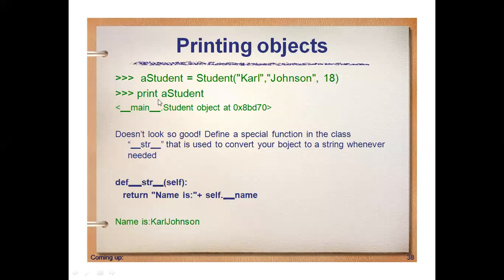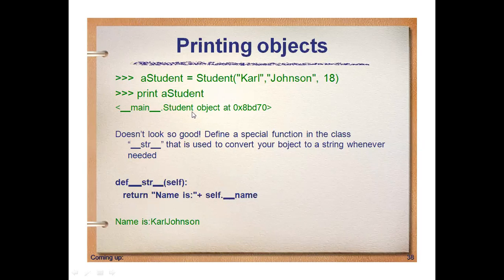If I simply want to print it like this, it doesn't look so good. Define a special function in your class to convert the entire object to a string whenever needed. So how do we do it? We define it by def __str__, passing the self-referencing parameter. Return the name, which is self.name.